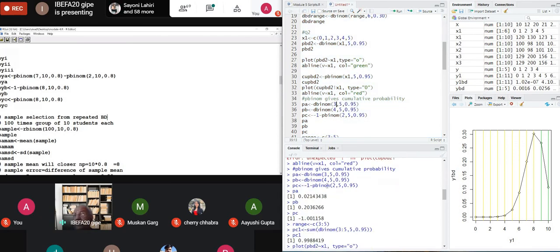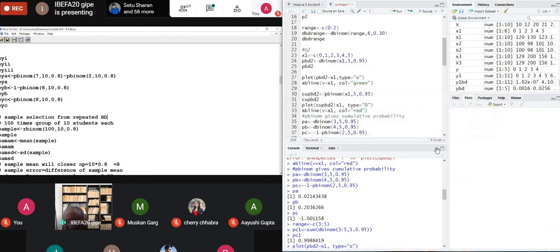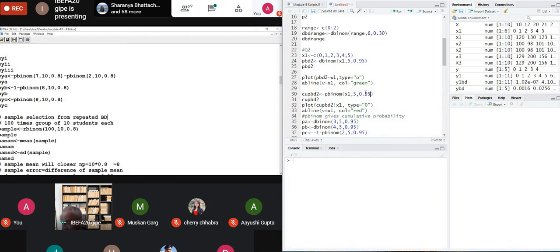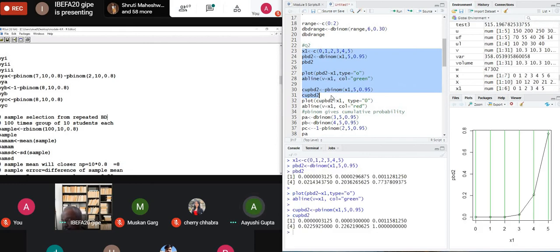Generate X data. What do you mean by generate X data? If I have a sample of 10 students, what are the values of X? Zero, 1, 2, 3 up to 10.